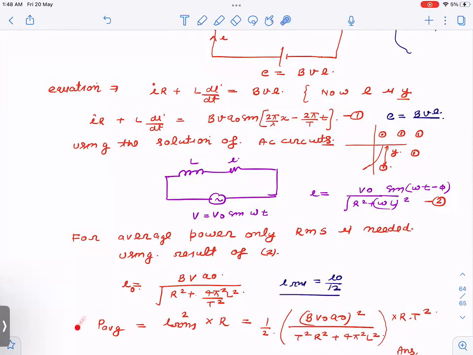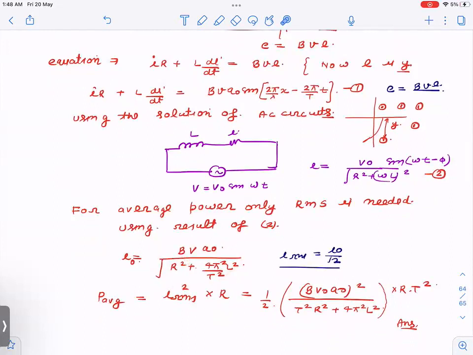And average power generated is I RMS square into R. So this is squared, this by root 2. So that is how this half will come. I naught square into R, right? So this T square I have taken here, that is how this T square comes. Fine, so that's it. That's the solution.